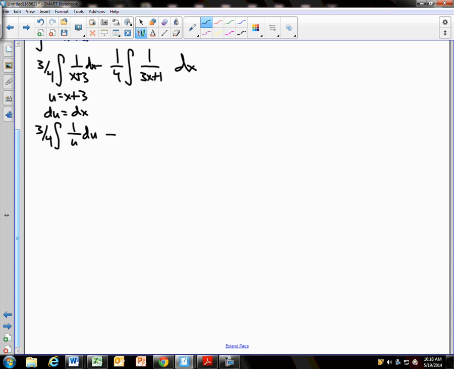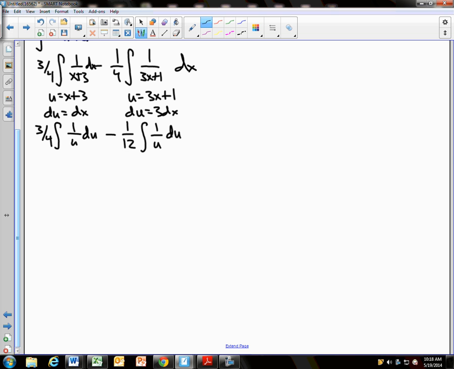Minus, what is u for the next one? What is du? Du is going to be 3dx. Do you have a 3dx? No, so we multiply by 1/3. So I'll have a 1/12 out front times the integral of 1 over u du.